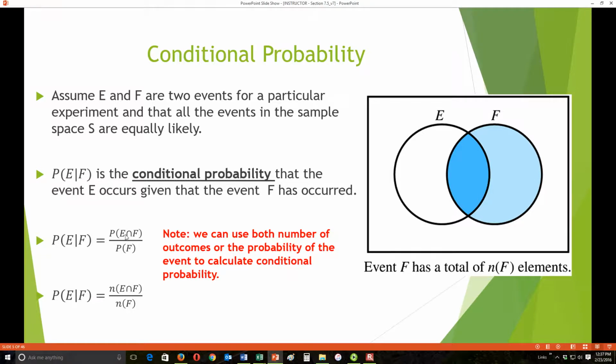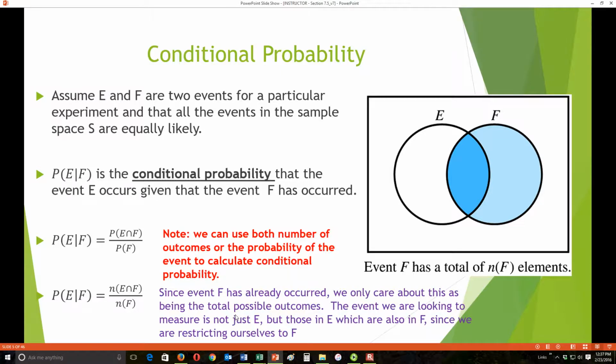Please note we can use both of these to calculate our conditional probability, either our probability formula, P of E intersect F over P of F, or a count formula, N of E intersect F over N of F. Again, we're not using the sample space. That is the big difference here. We know event F has already occurred. We only care about this as being the total possible outcome, so this will be our denominator. The event we're looking to measure is not just E, but those that are in E and are also in F, since we're restricting ourselves to F strictly to begin with.